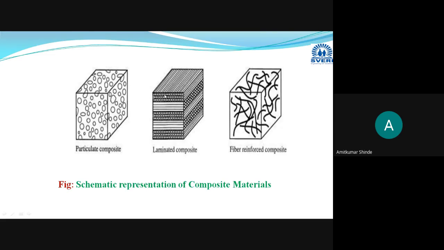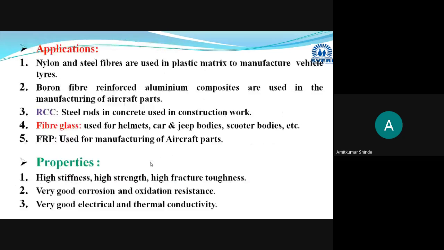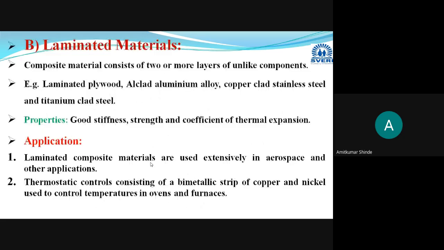These laminated composites can be used to control the temperatures in ovens and furnaces. This is the application. Here I have highlighted that it will be thermostatic controls consisting of bimetallic strips of copper and nickel. It is used to control the temperatures in the ovens and furnaces. And these laminated composites can also be used extensively in the aerospace, or you can say the aircraft industry.